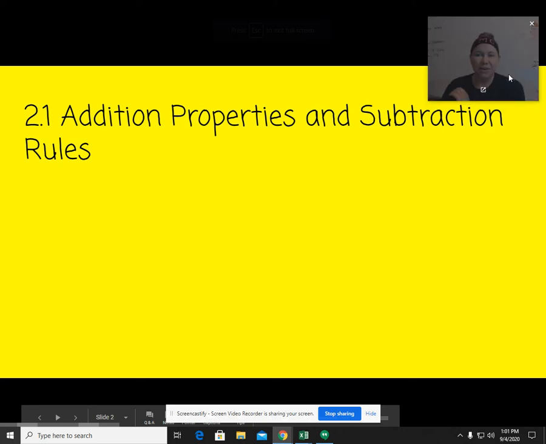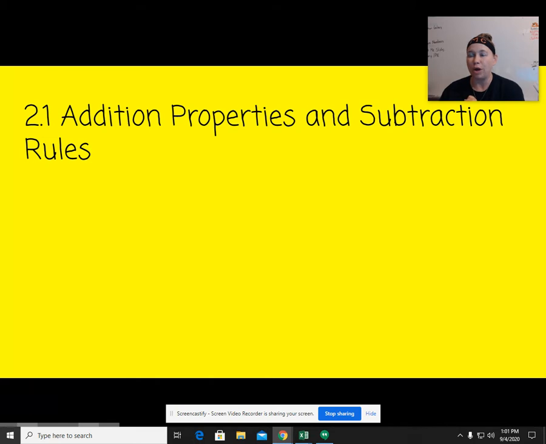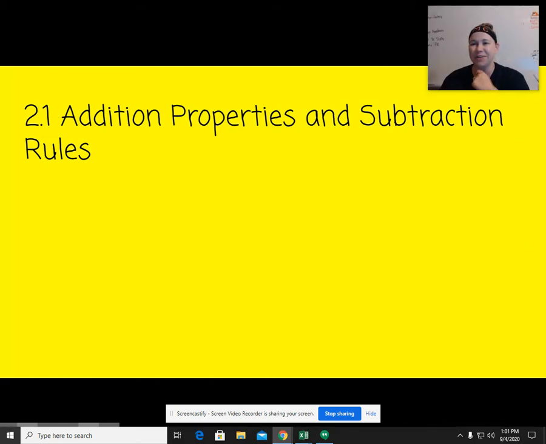Hey friends, okay, we are starting on 2.1 addition and subtraction property rules, or addition properties and subtraction rules. All right, here we go.